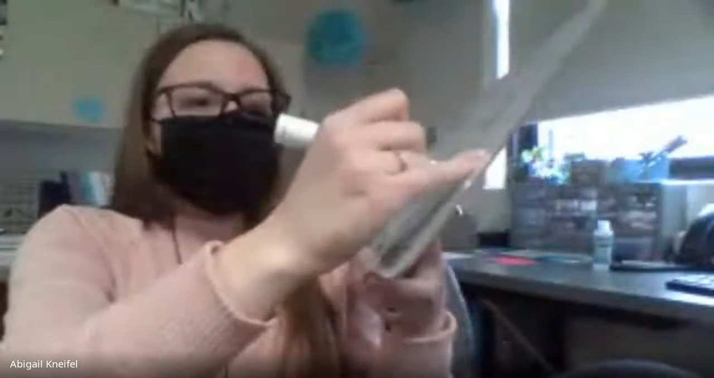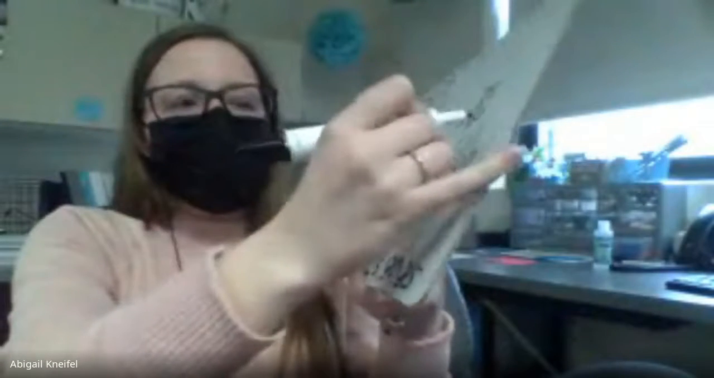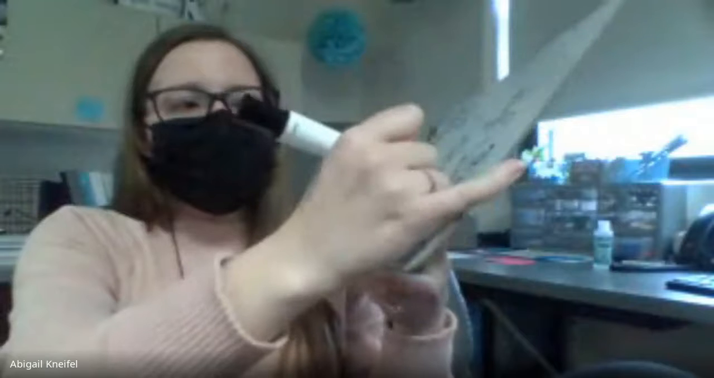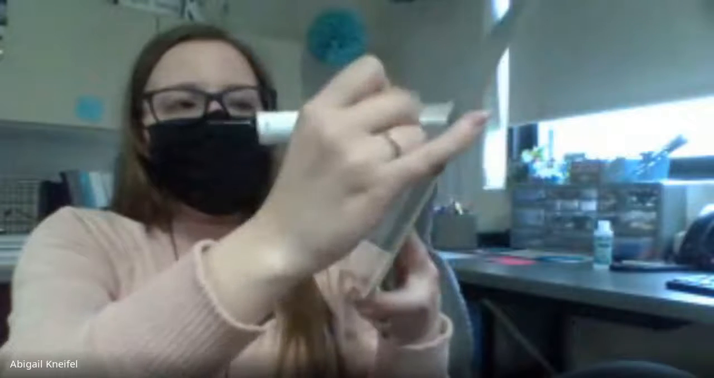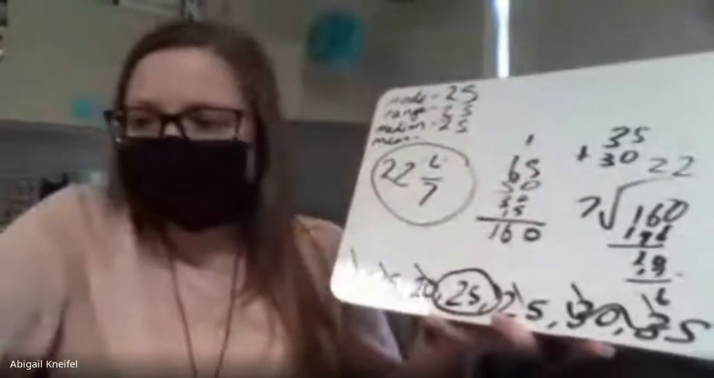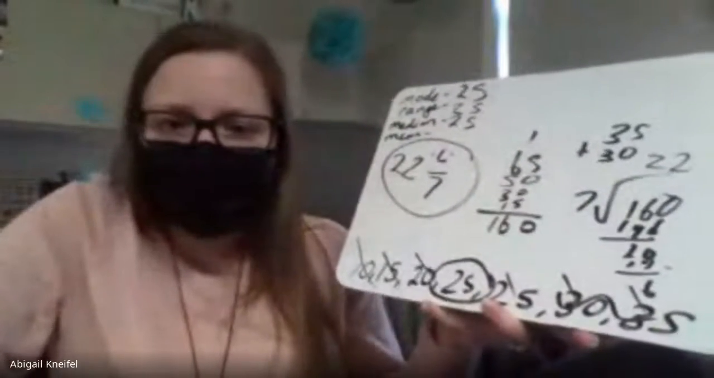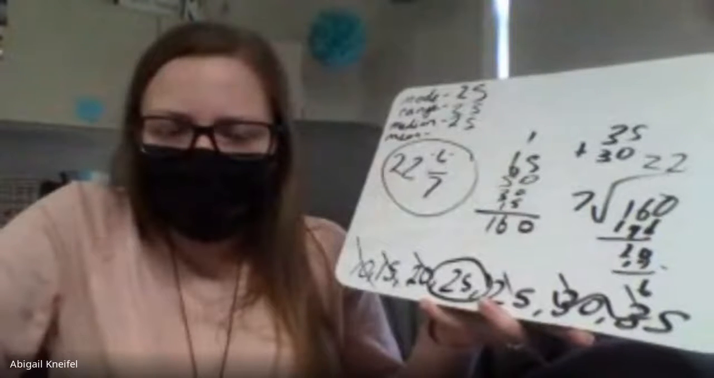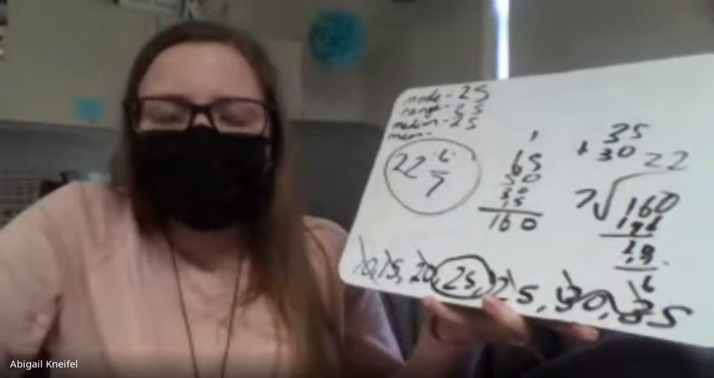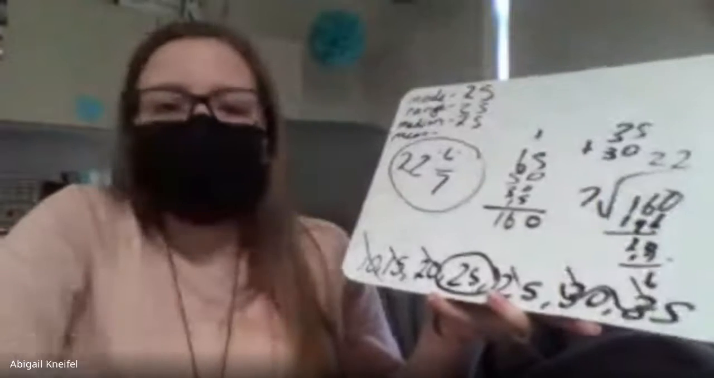Anyone else get that? That's what I got. 160 divided by 7. 7 can go into 16 twice, which is 14. Bring down my 0. 7 can go in twice, which is 14. Bring down my 6. So my mean is 22 and 6 sevenths. I have 6 left over, and I throw it over my 7. I'm pretty sure it was 160, Mia. I think that's what other people got. So it was 160. It wasn't 150, Mia. So you just added wrong, and that's okay.